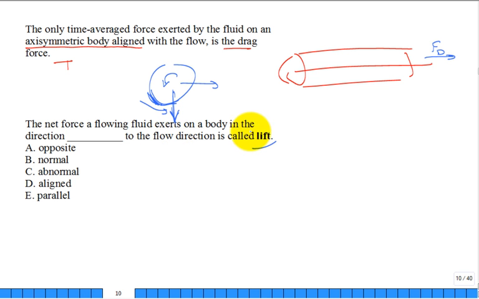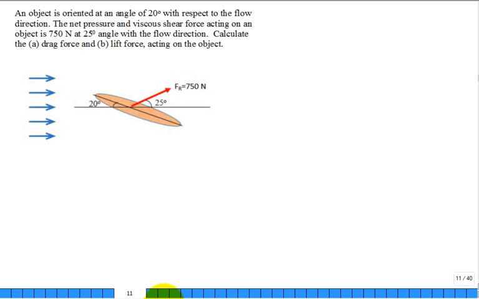Okay, lift is in the opposite direction, perpendicular to the flow. So not opposite, it's really normal. Not aligned, not parallel. No, it's normal or perpendicular to the flow direction. That's the lift. So this is a quick little problem.